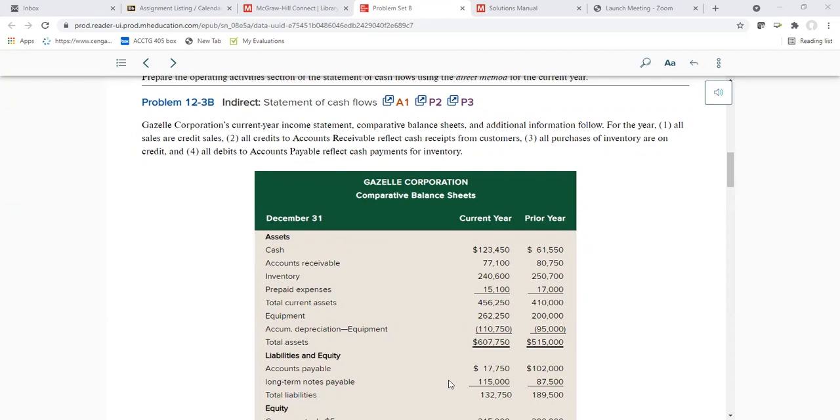That was very rude. Gazelle Corporation's current year income statement, comparative balance sheet, and additional information follow for the year. All sales are credit sales.